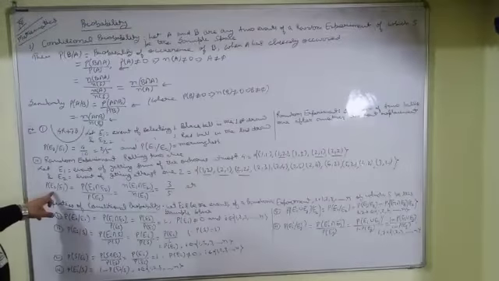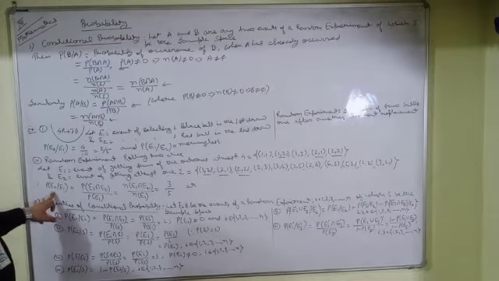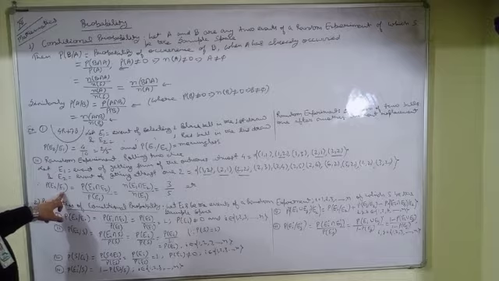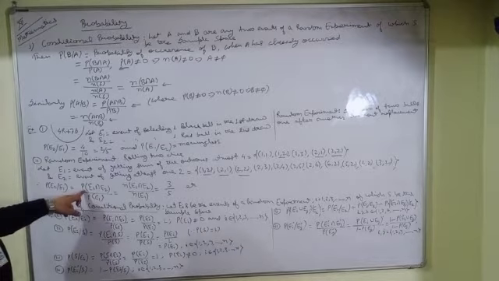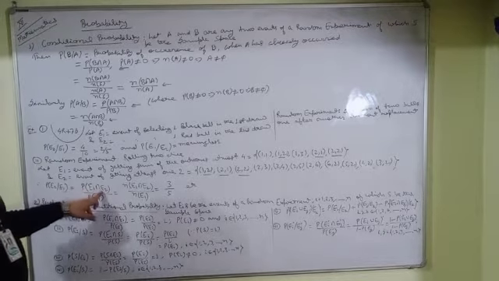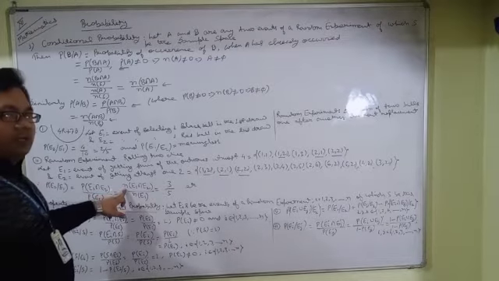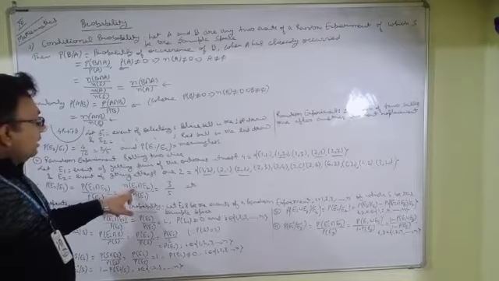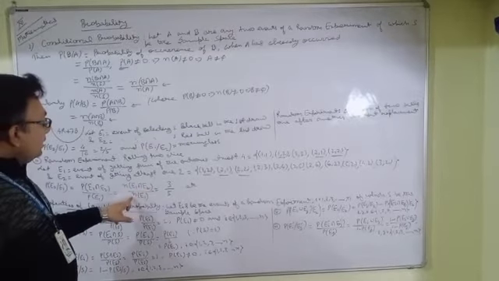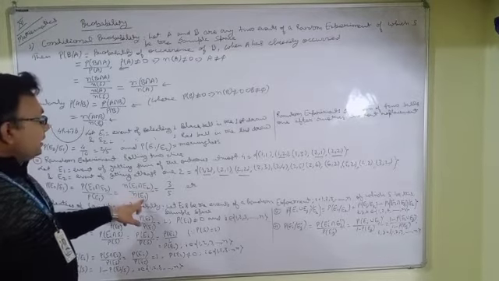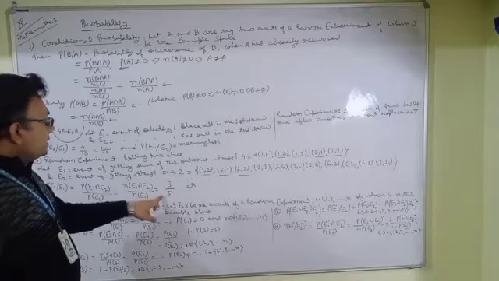Then the probability of occurrence of event E2 when E1 has already occurred is equal to the probability of E1 intersection E2 divided by the probability of E1. This is also equal to the number of outcomes favoring E1 intersection E2 divided by the number of outcomes favoring E1, and this will obviously be equal to 3 by 5.